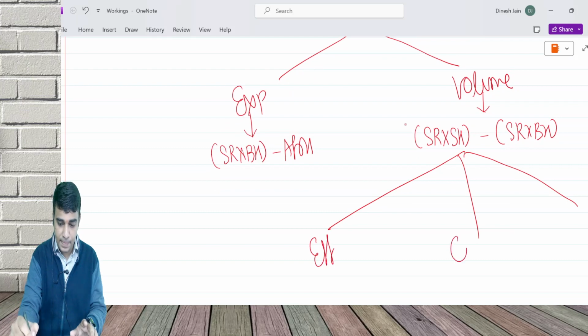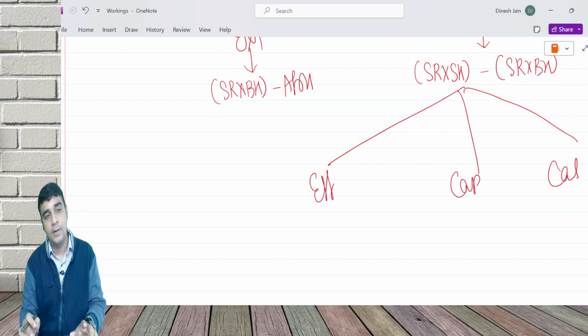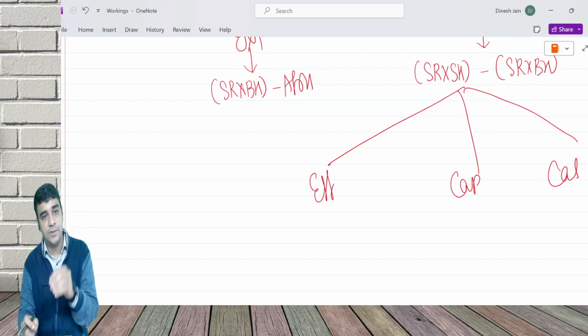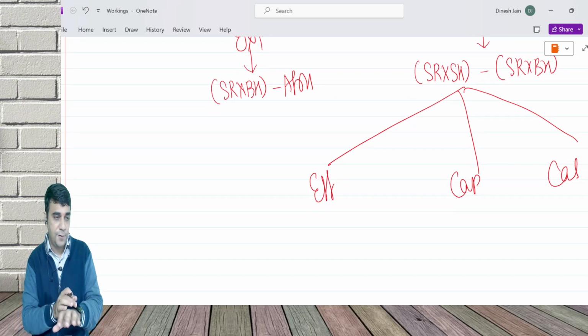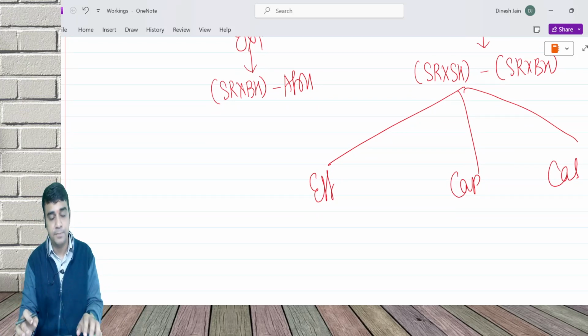Efficiency, capacity, calendar. The name will be FOH efficiency variance, FOH capacity variance, FOH calendar variance. That's how you'll name it: efficiency, capacity, and calendar.